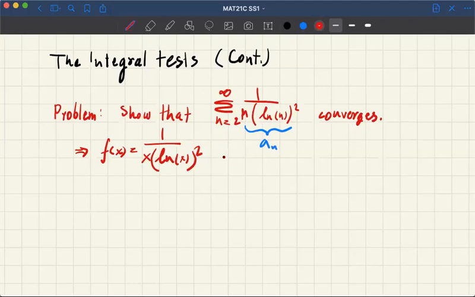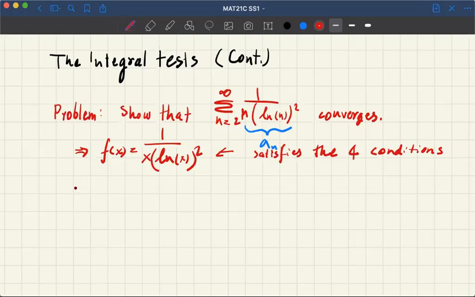It's not difficult to show that it satisfies the four conditions that I mentioned before. Remember what the four conditions are. It has to be positive, it has to be decreasing, it has to be continuous, and it has to agree with this. I might not say it in the correct order, but that's basically what it is.